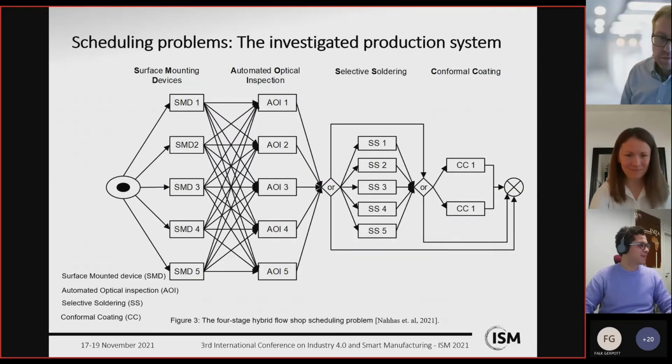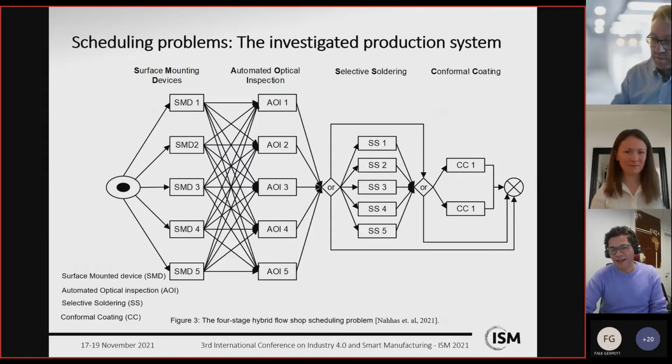And here is the often used solution methodology. And here we go, scheduling problems in general. And now I will elaborate more on the investigated production system.